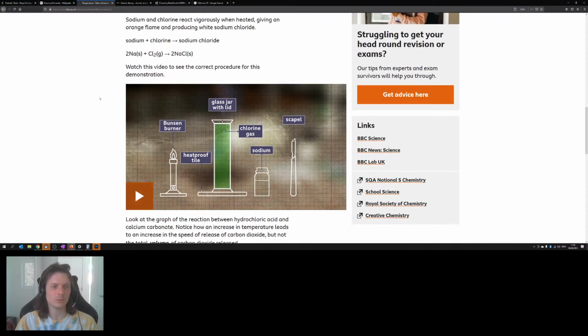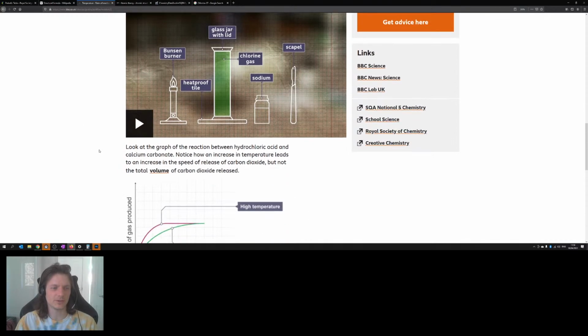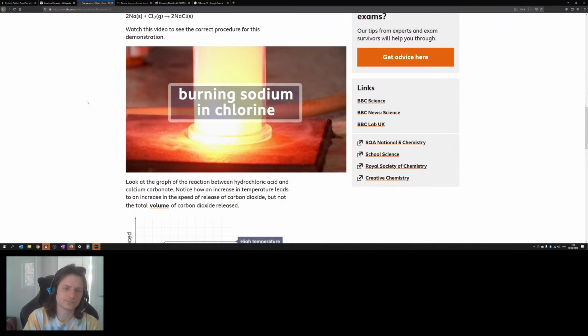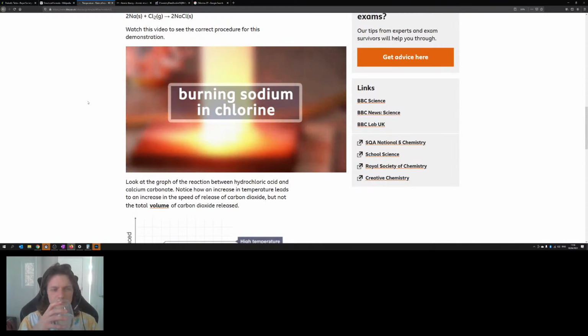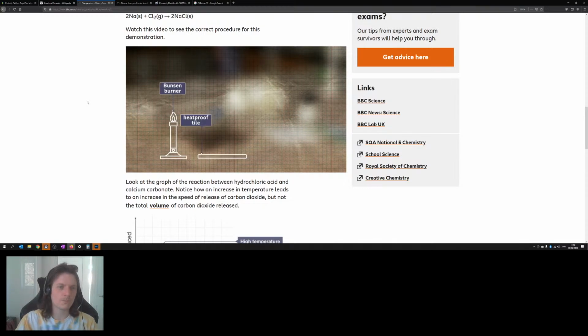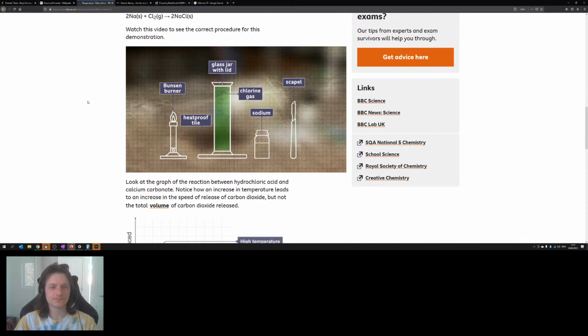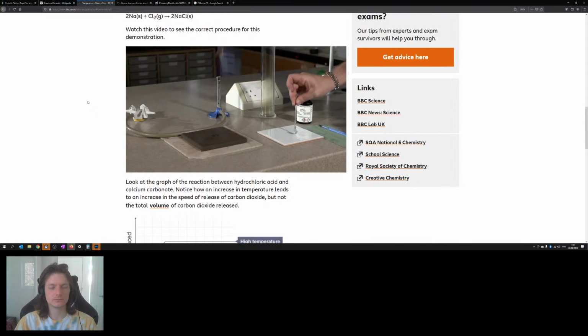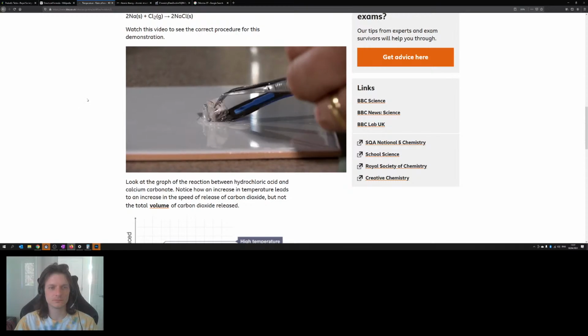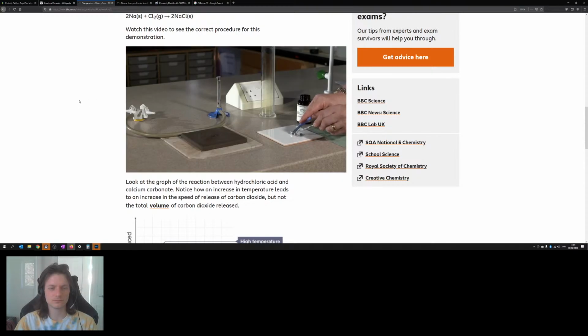Okay. Watch this video to correct procedure for this demonstration. In this experiment, we are going to react metallic sodium with chlorine gas to produce sodium chloride. There are different ways to carry out this experiment. For this version, we will use a fume cupboard, a Bunsen burner, a heat-proof tile, a glass jar with lid, a scalpel, paper towel, sodium metal, and chlorine gas. Let's start the experiment. A small piece of sodium metal is cut using a scalpel, no more than a few millimeters on each side. This is possible because the alkali metals, including sodium, are soft metals.